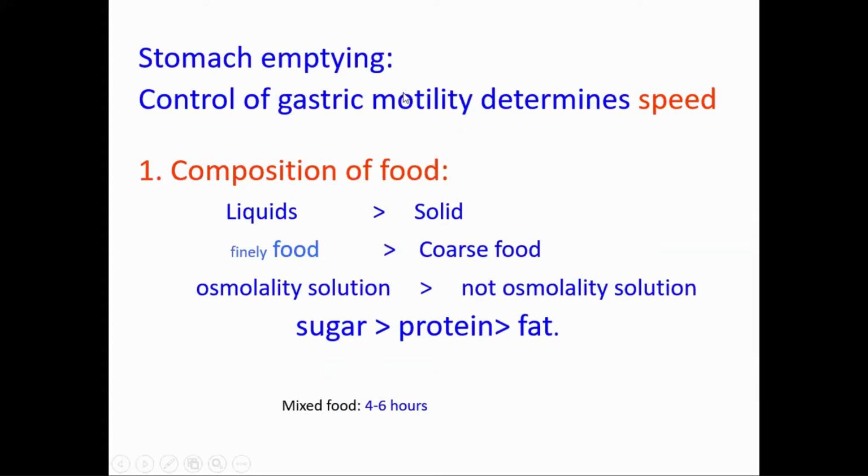Gastric emptying, as we have already said, is determined by the composition of the food. Liquid foods empty first, then solid foods. Fine foods empty first, then coarse foods. Osmolar foods empty first, then non-osmolar foods. Then sugars empty first, then proteins, then fat. Okay, liquid foods, finely churned foods, osmolar solutions, and sugars mainly empty from the stomach first.